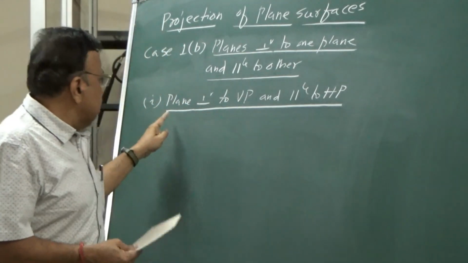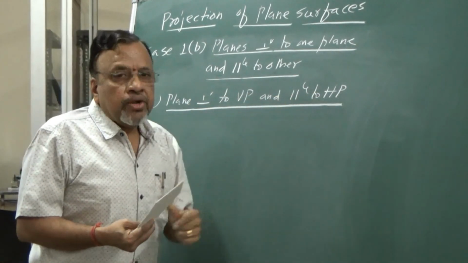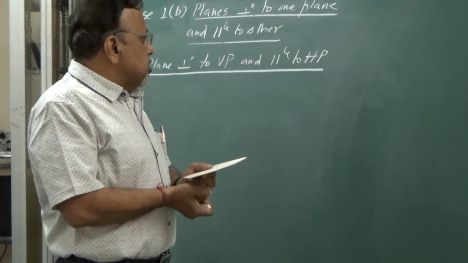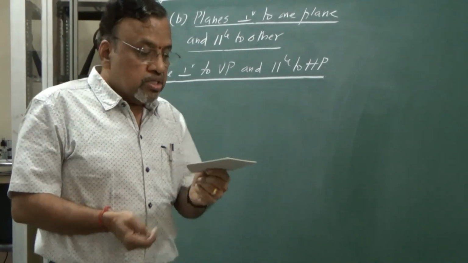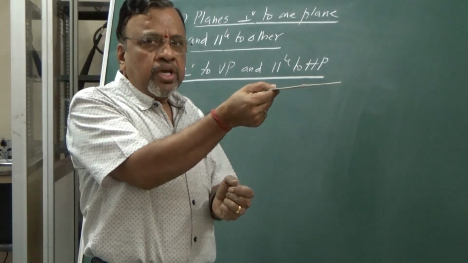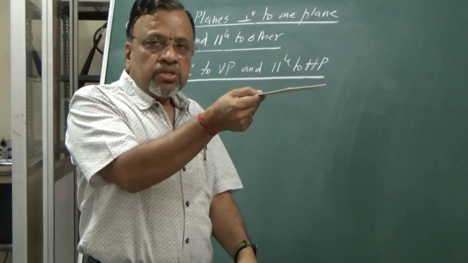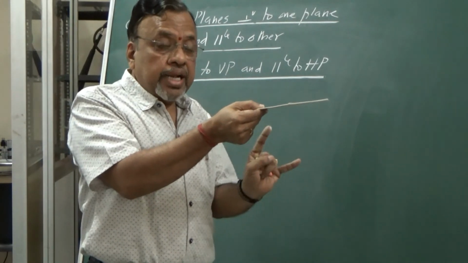Okay, anyway, let me consider again two cases. Planes perpendicular to VP and parallel to HP. Now since in this particular case the plane is parallel to HP, the plane should be like this. Since the plane is parallel to HP, we know that the true shape and size will be seen in the top view. So I need to start from the top view.